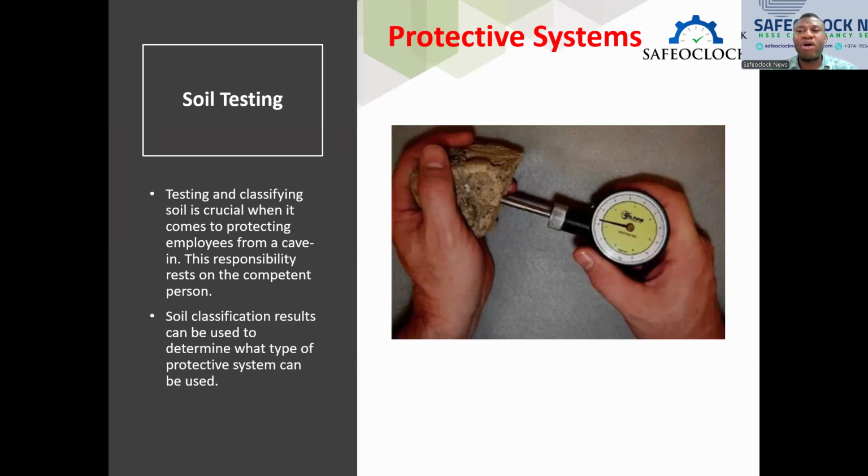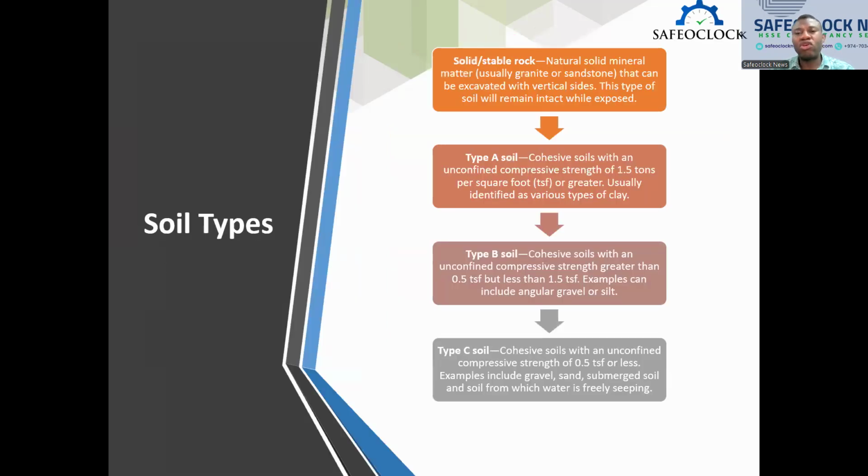And the type of soil will now determine the type of protective system that will be implemented to protect that excavation. So let's look at some of the types of soil. The first one is solid or stable rock. This is a type of soil that is stable. It's usually granite or sandstone. This type of soil will remain stable and intact. It's not going to collapse. It will be intact while exposed. So that is the first type.